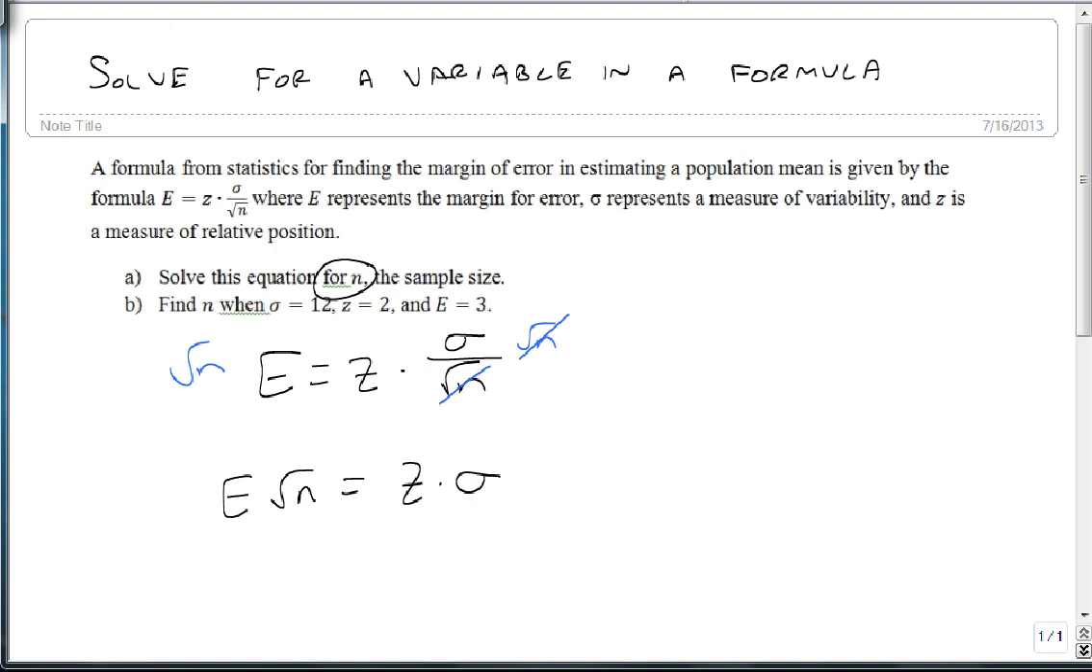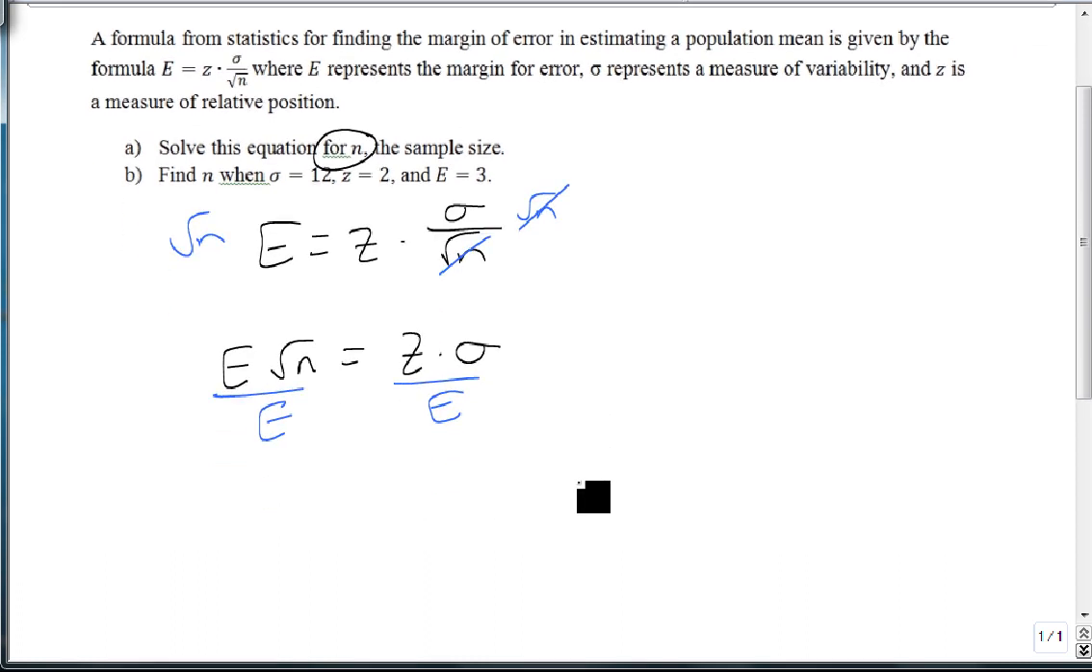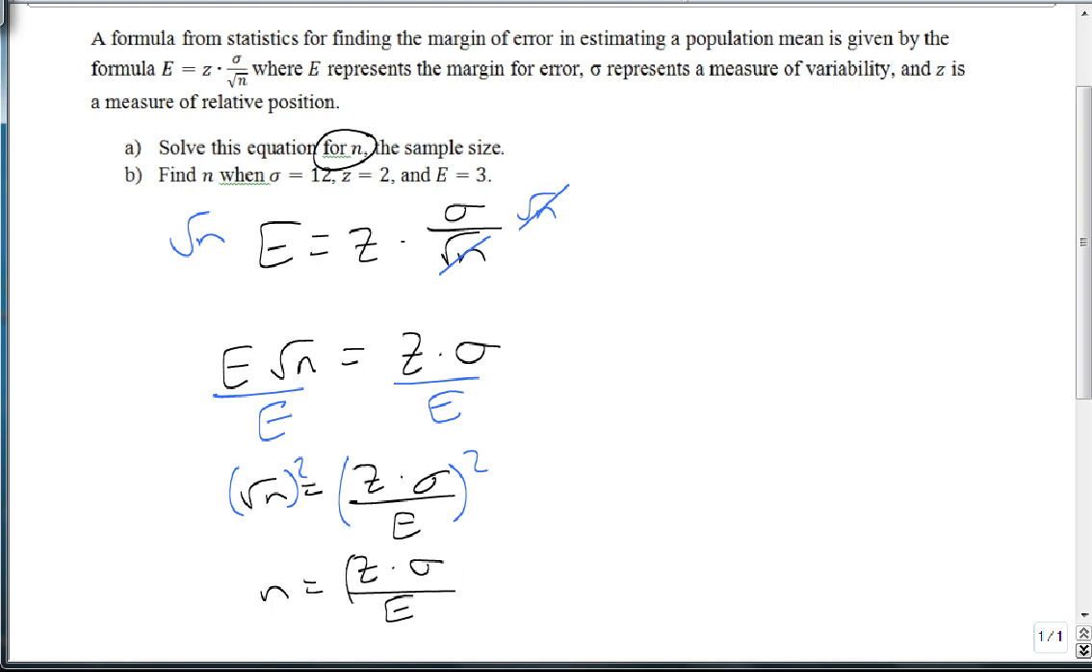Divide both sides by E. And that gives square root of n equals Z times delta over E. Finally, what I do to one side, I have to do to the other. So I square and get n equals Z times delta over E, quantity squared. So that's my answer to A. That's my formula with n solved for.